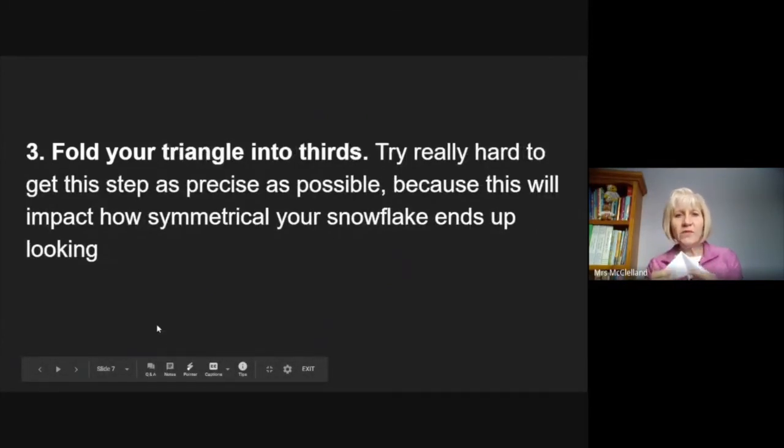Then what you have to do is fold it into thirds. Now that means 3 equal pieces. This is quite tricky, but try and get it as even as you can, because this will be the 6 points of your snowflake. So you need to fold over and over again.